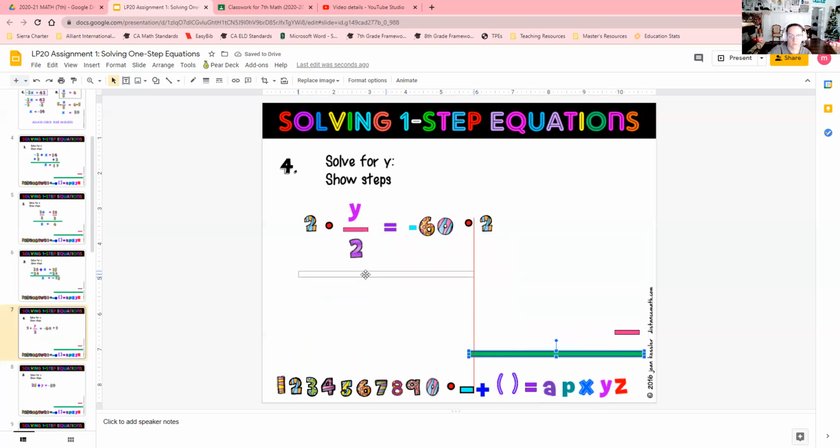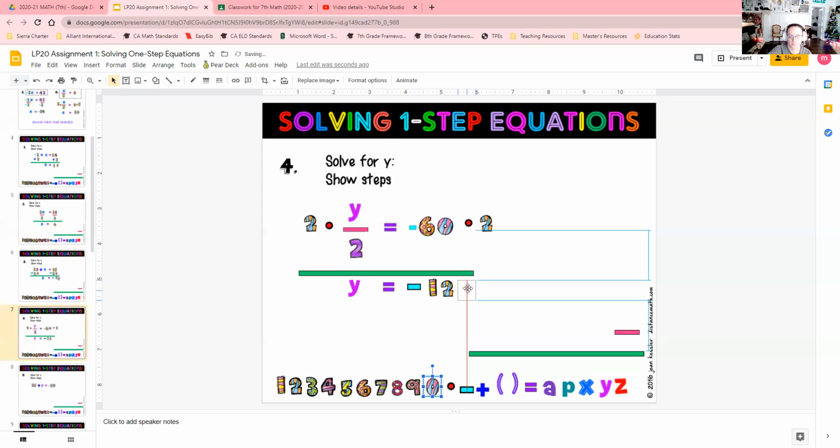And we find out, drag our equal sign over, 2 times the division here. That cancels out. We're just left with y. Pay close attention that you're using the right variables. Bring down your equal sign. Negative 60 times 2, a negative times a positive is still a negative. 60 times 2 is going to be 120.